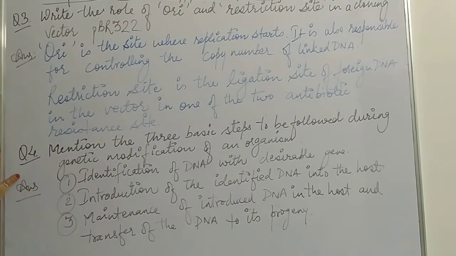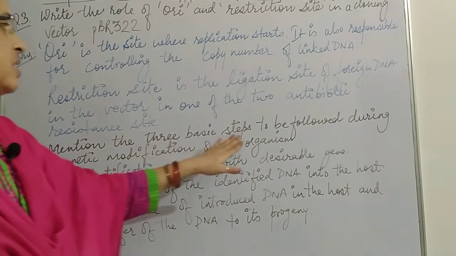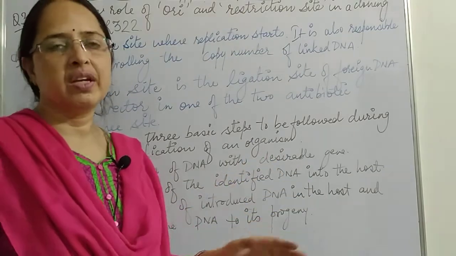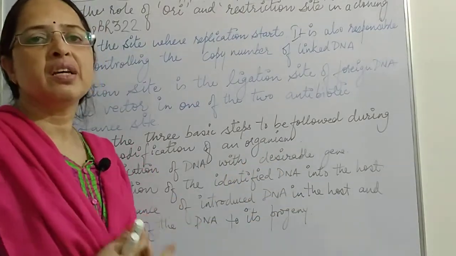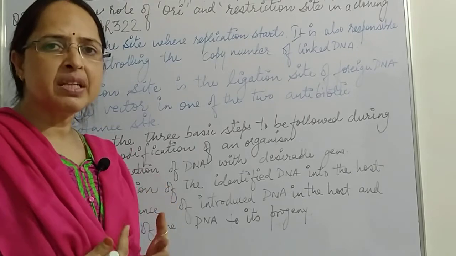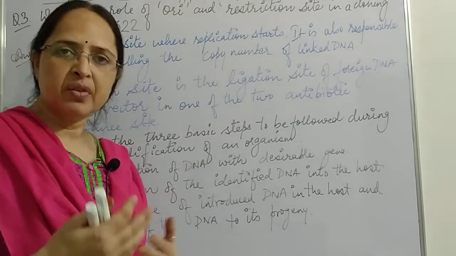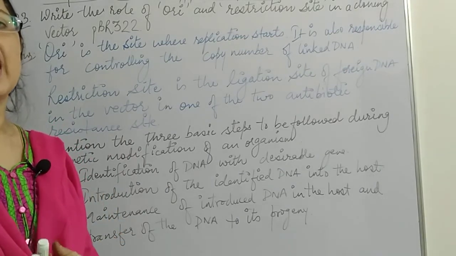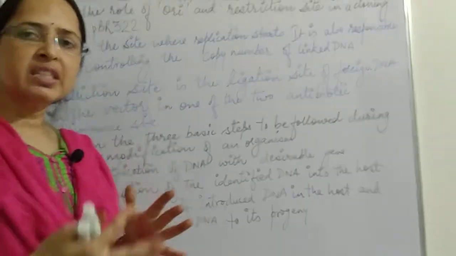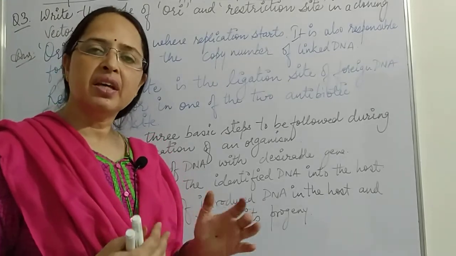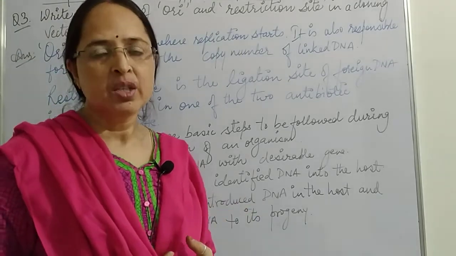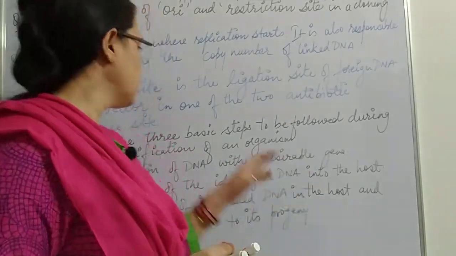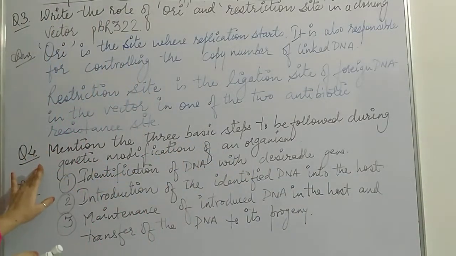Now comes to the question number 4. Mention the 3 basic steps to be followed during genetic modification of an organism. When an organism is genetically modified, that means changes or modification is done in the genes of an organism, then what steps are taken? Though we have a long series of steps, here it is asked only 3 steps. So this is the board question. It came in near about 2011. So now see, what is the answer?